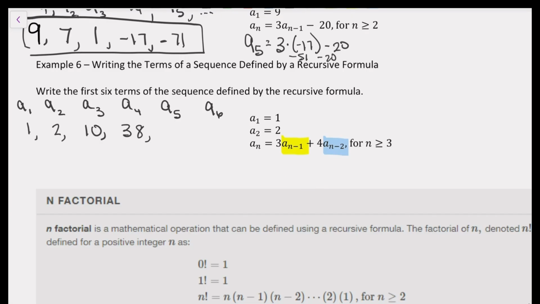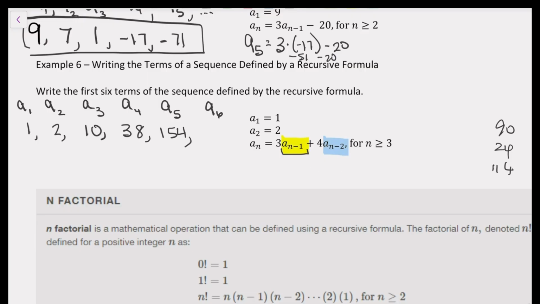Next, the fifth term: 3 times a sub 4, which is 38, plus 4 times a sub 3, 10. Let's see, 30, 90, and 24, 114, and 40. That's 154.